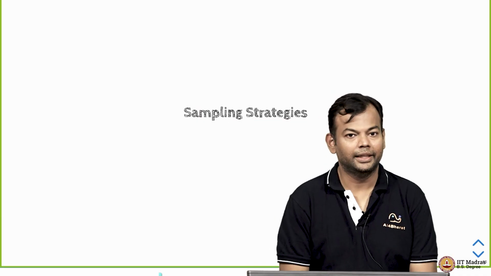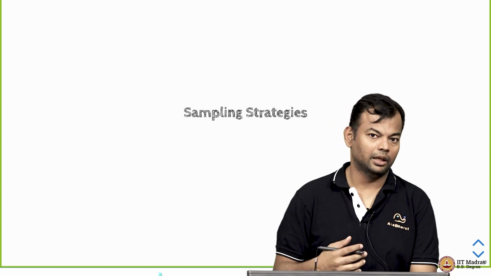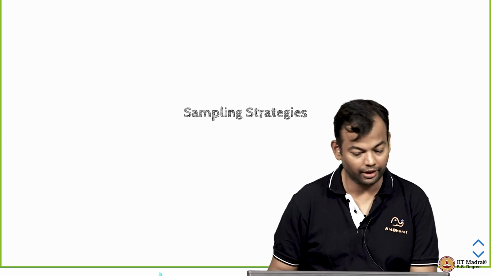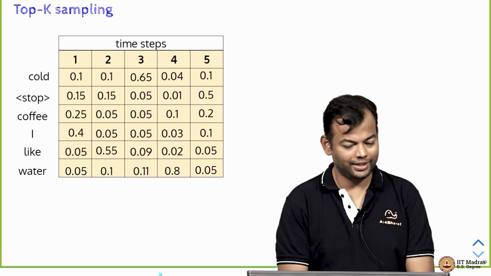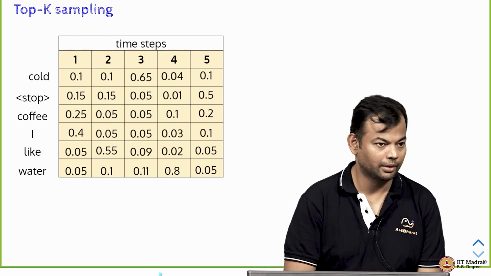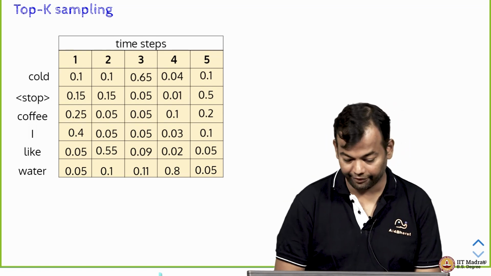So now let us look at some sampling based strategies where we will ensure that the output is not deterministic. Let us start with top k sampling, which at first glance may look like beam search with beam of size k, but it is not, and we will understand the difference.